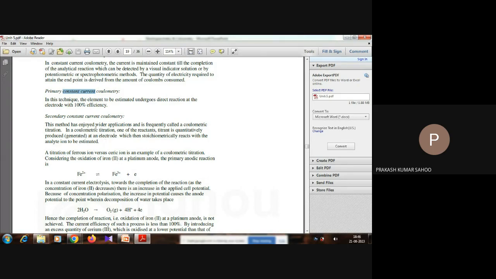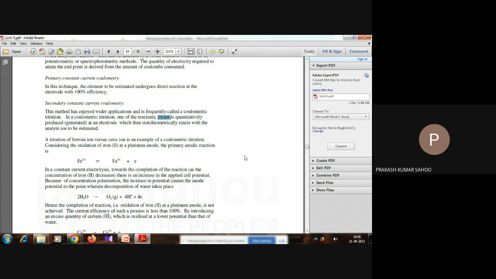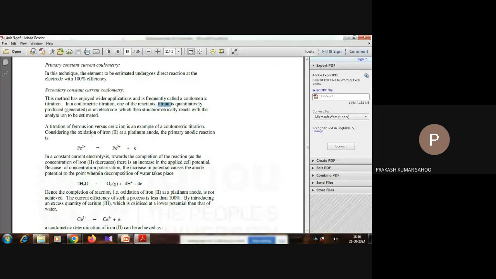This is the secondary type. This is the titration type, where one of the reactants, that is a titrant, is quantitatively generated at the electrode, which then reacts stoichiometrically with the analyte to be estimated. For example, when iron 2 is oxidized at a platinum anode, we have iron 3, the primary anodic reaction. This is the reaction that happens at the anode, the oxidation of ferrous to ferric.